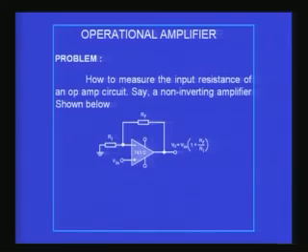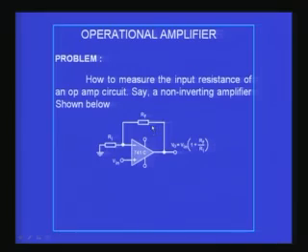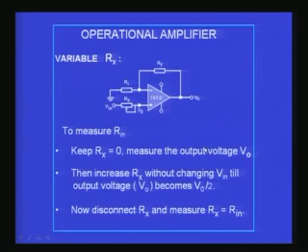Say a non-inverting amplifier shown below. So I have taken an example to explain to you how to measure the input resistance of a given configuration. What I have here is a non-inverting amplifier with RF and RI, and the input is given at pin number 3 or the non-inverting terminal. You know the output voltage is equal to Vin multiplied by 1 plus RF by RI, which corresponds to the non-inverting amplifier.